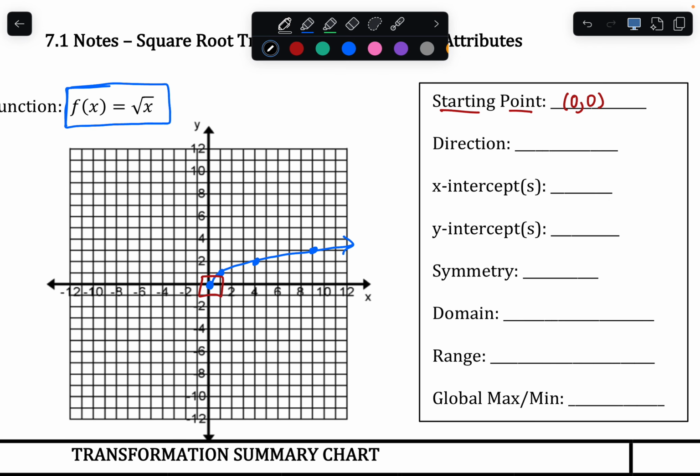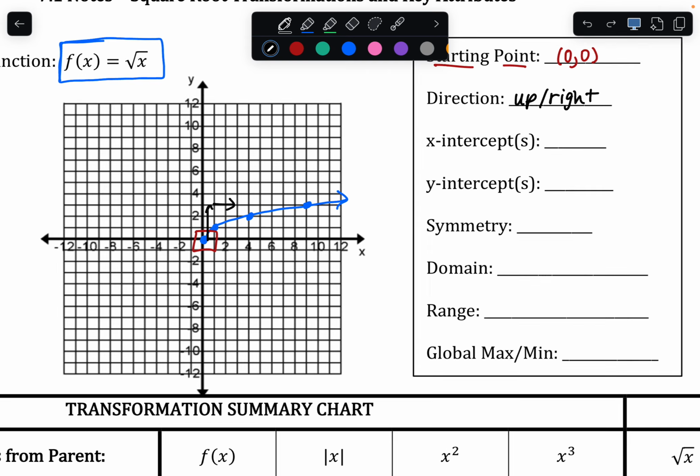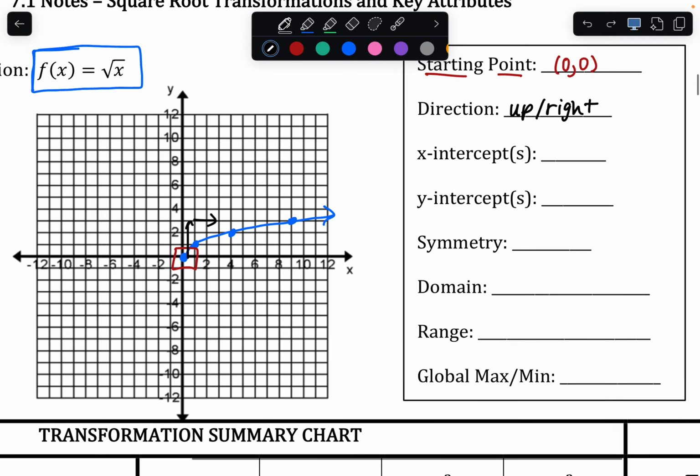And then for direction, you want to pay attention to the fact that it's going up and to the right. Up and to the right. Okay, because when we start reflecting this graph, it could change either of those directions. So the default setting is up to the right. Okay, and so jumping down to domain and range, that's what this direction is going to help us find.